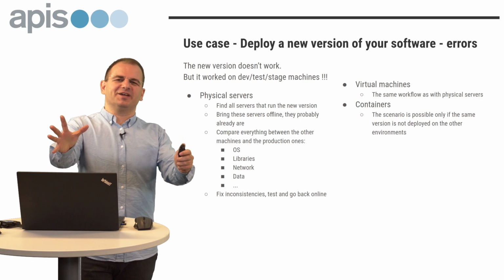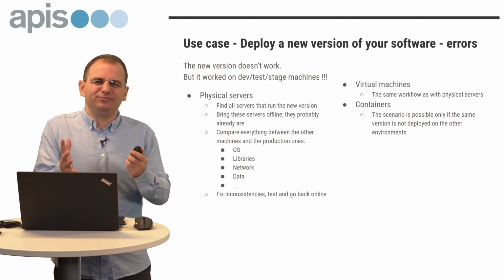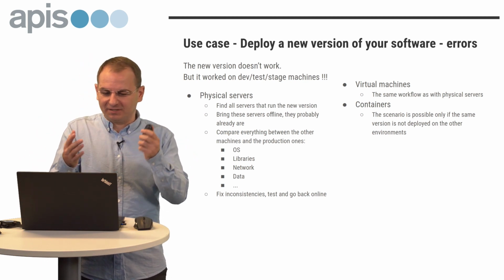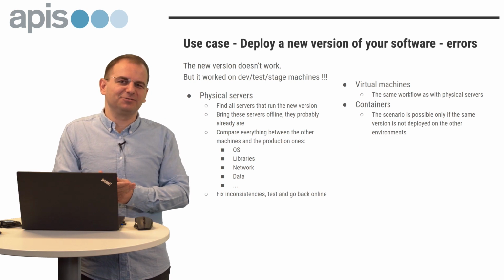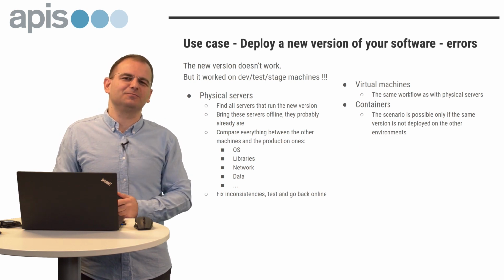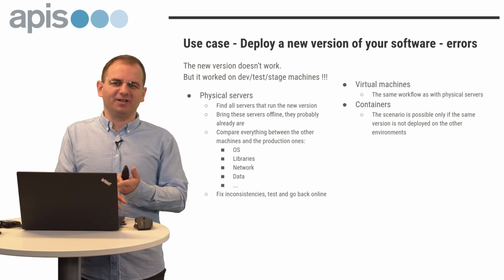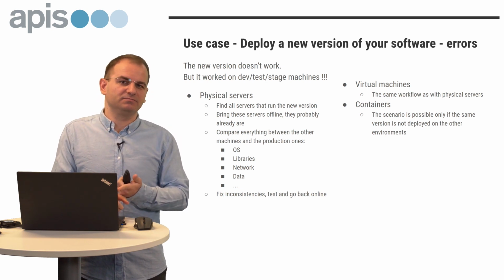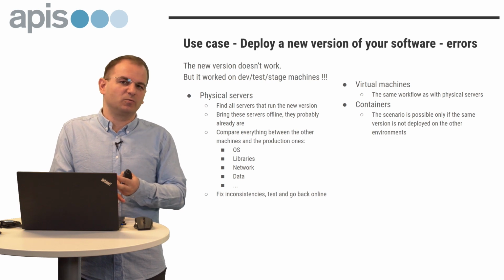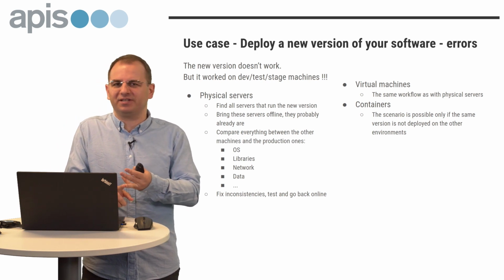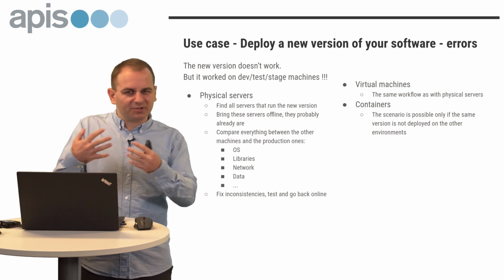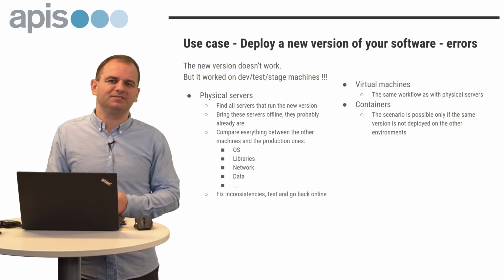But that's the happy scenario, right? What if you deploy, you've done everything that your steps said you need to do, and still something doesn't work? What do you do? Well, if you ask the developers, they said it worked on my machine. If you ask the testers, they would say it worked on the testing environment or the staging. But still, your production deployment doesn't work.